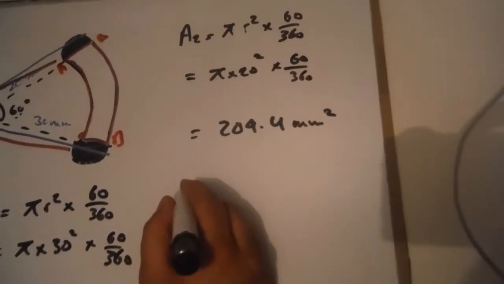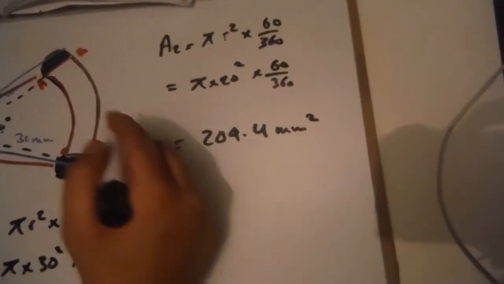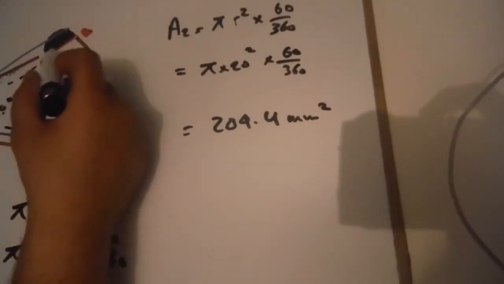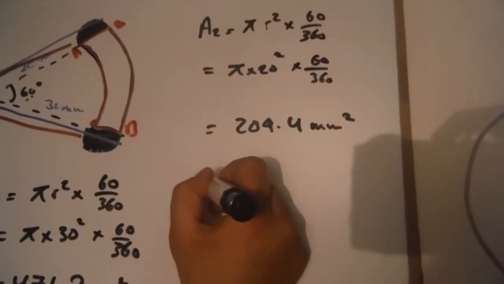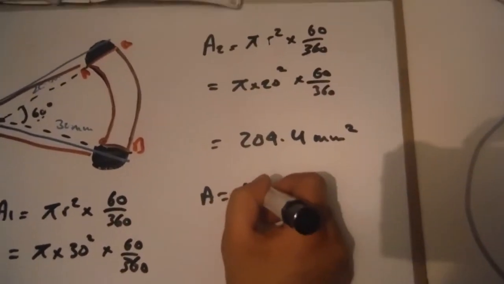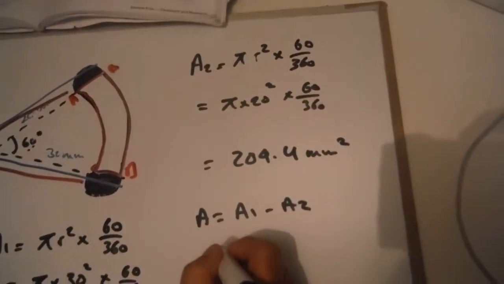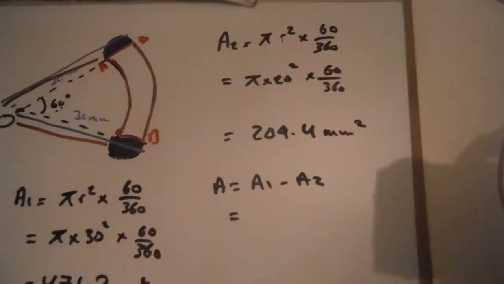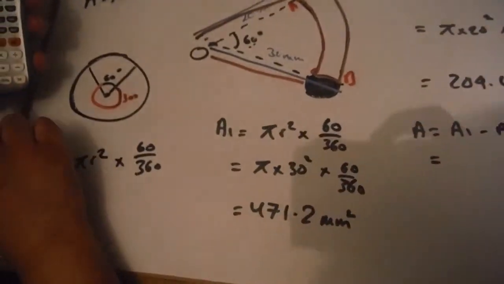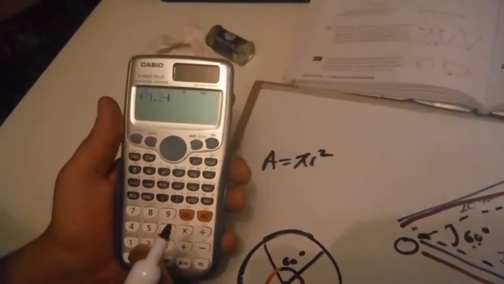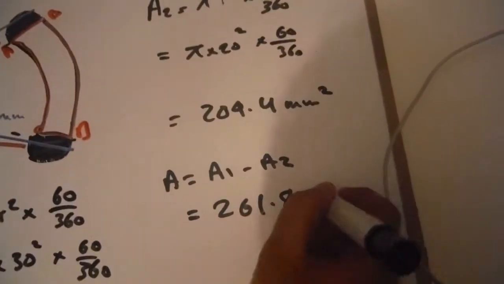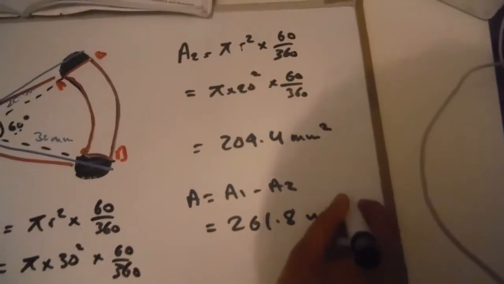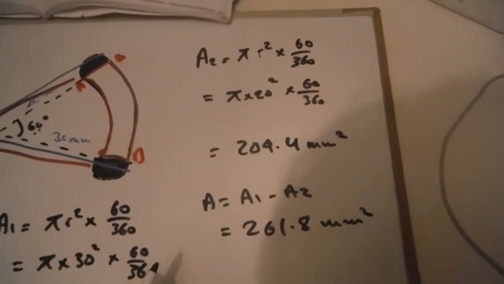Now, obviously, to work out the area in between, that red part A, B, C, D, we're going to have to do A1 minus A2, which is going to be 471.2 minus 209.4, which is going to be 261.8 millimeters squared. Okay, so this is just part A.